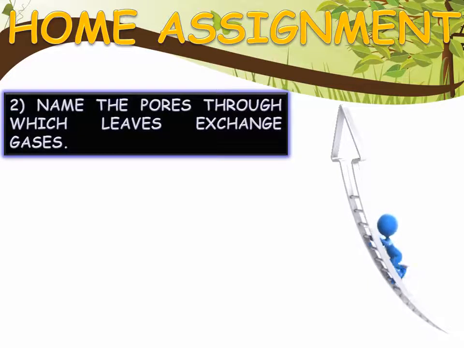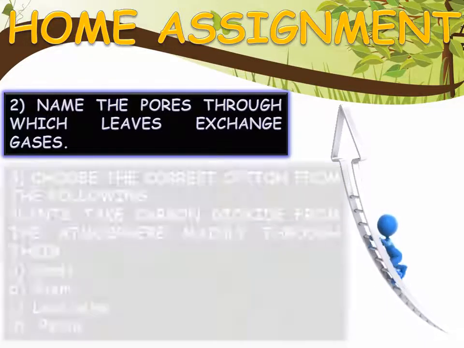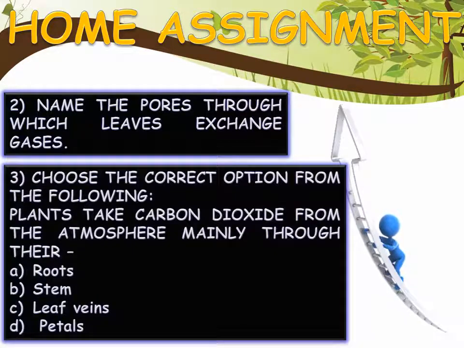Question number 2. Name the pores through which leaves exchange gases. Question number 3. Choose the correct option from the following. Plants take carbon dioxide from the atmosphere mainly through their A. Roots, B. Stem, C. Leaf veins, D. Petals.